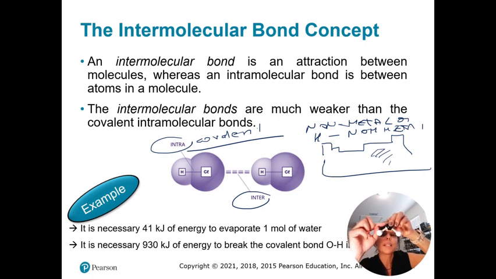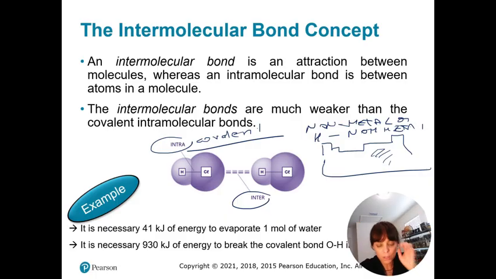If I want to break down this bond between oxygen and the hydrogen, I will need 930 kilojoules of energy. See the difference? So the intramolecular force, the bonds between the covalent bonds, are very much stronger compared to the intermolecular force between two different molecules.